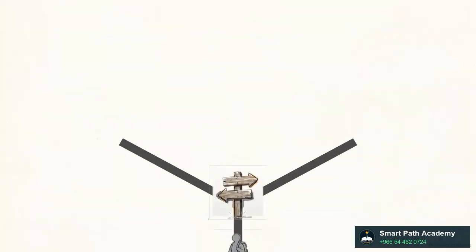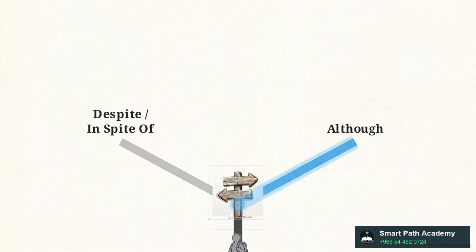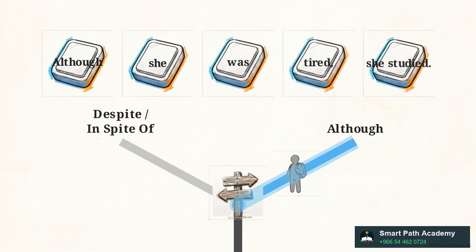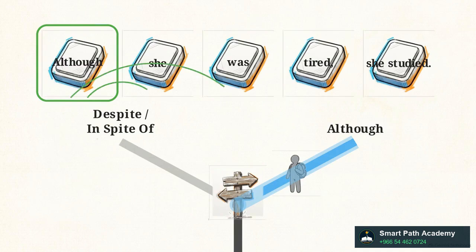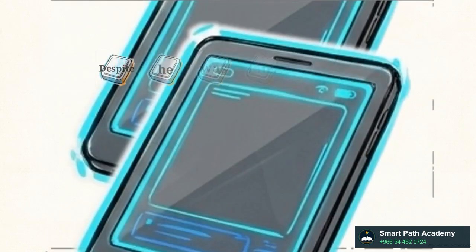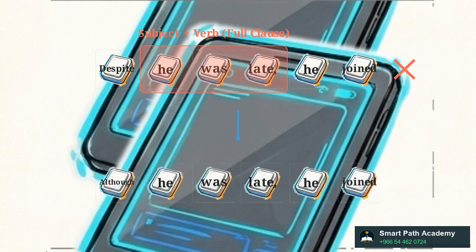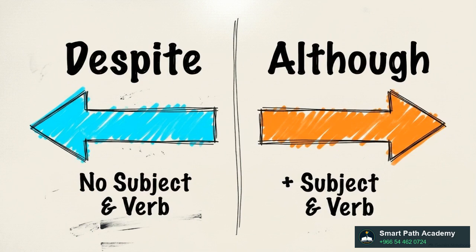Here is a branching junction path with an alternate route labeled although. It shares the same meaning as despite, but uses opposite rules. Following it brings up, "Although she was tired, she studied." Although requires a subject and a verb directly after it. In this comparison, the top box fails because he was late is a full clause. To fix this, we pivot to the bottom box. "Although he was late, he joined." This creates a clear choice. You either use despite and remove the subject and verb, or you use although when the full clause is necessary.